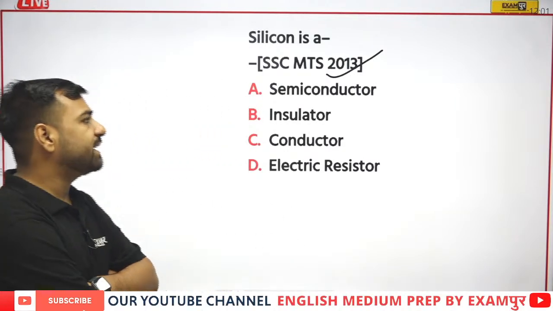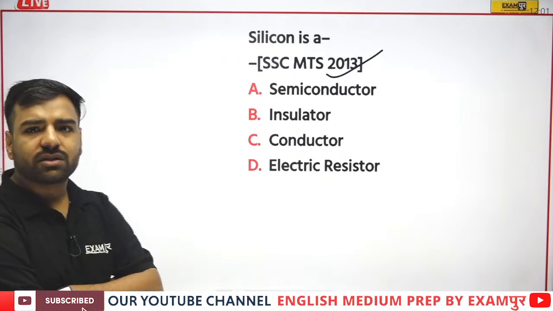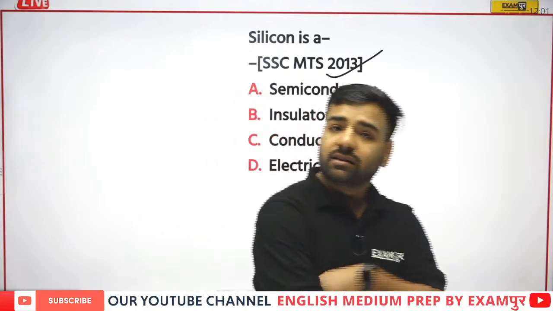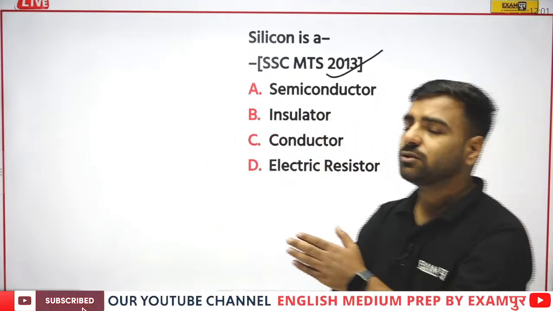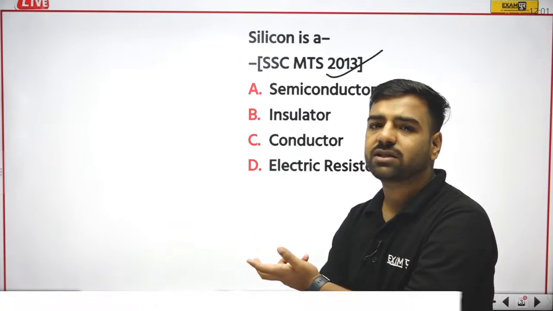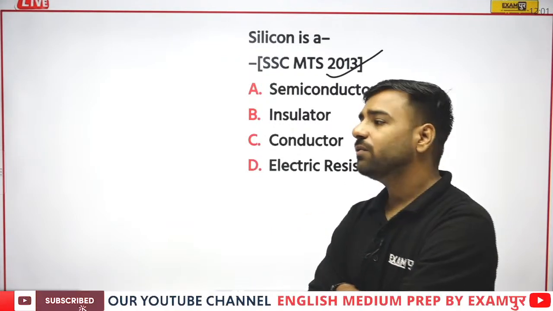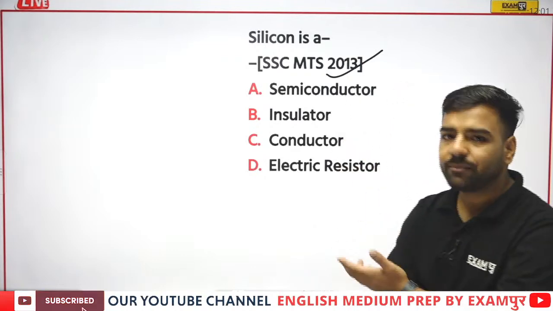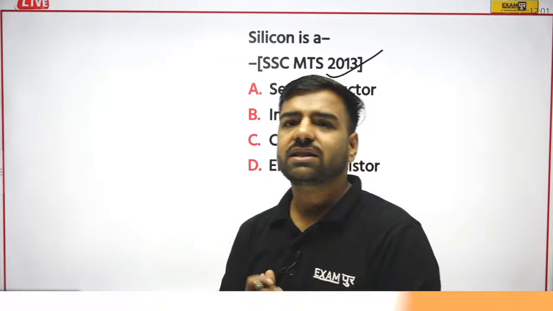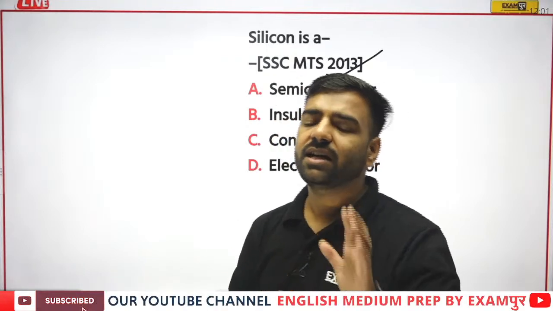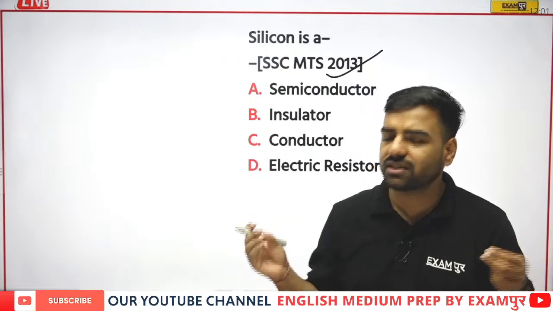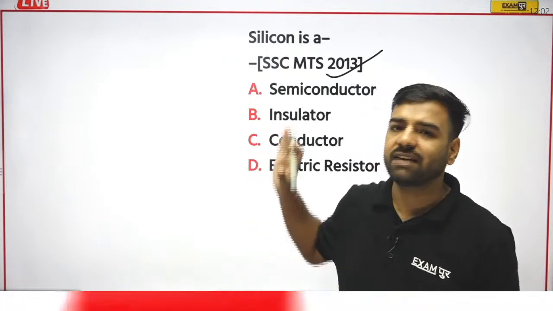The question is, silicon is a dash. Now it's a very basic question. Semiconductors have electrical properties which lay the foundation of computers and other electronic devices, like laptops, MacBooks, and notepads. Here we can talk not only about silicon but also germanium, because this question is asked again and again, hence I've kept it here.